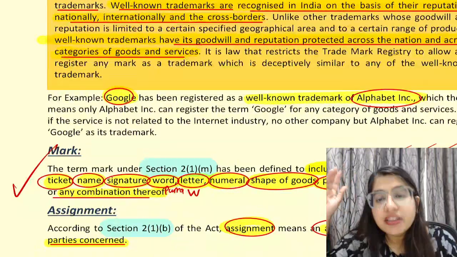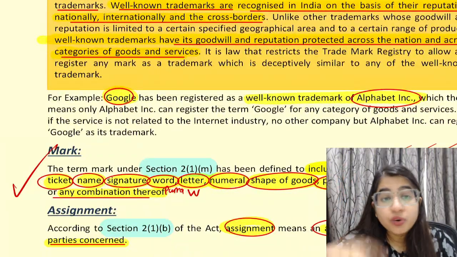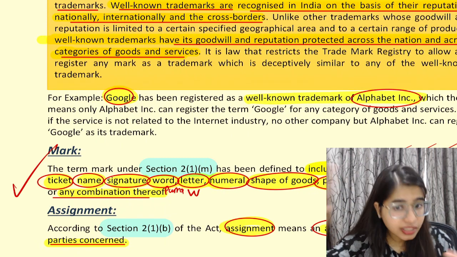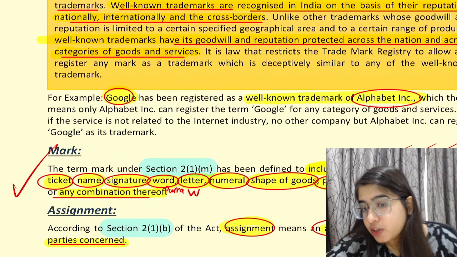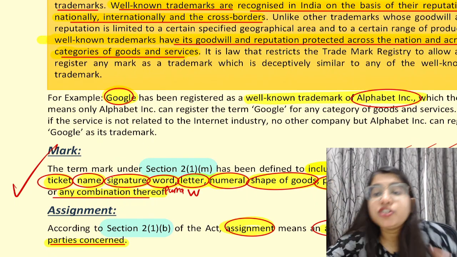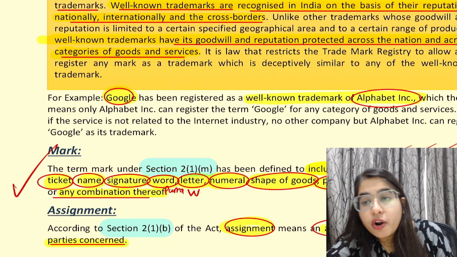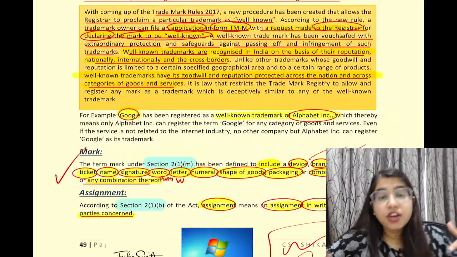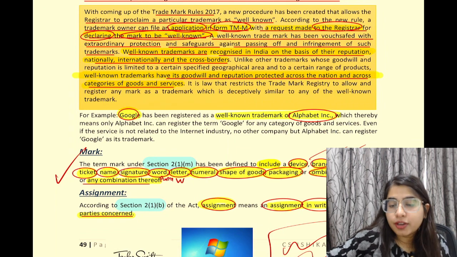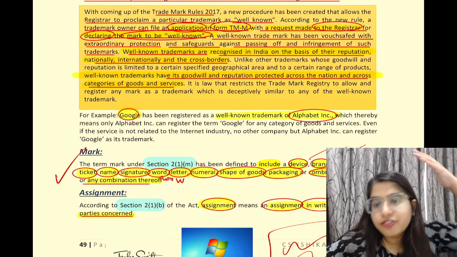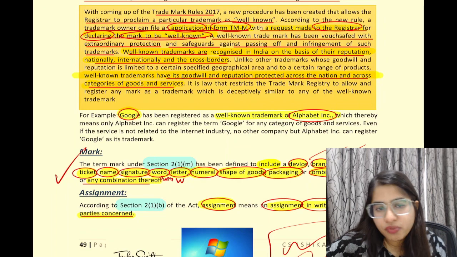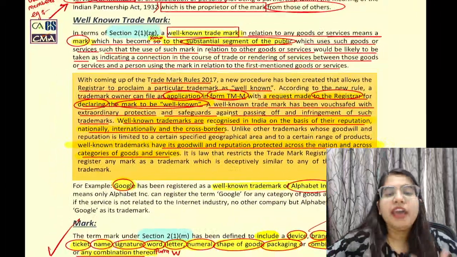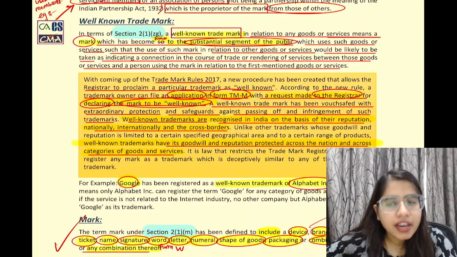Example: Google is a well-known trademark of Alphabet Inc. Google is the trademark; the name of the company is Alphabet Incorporation, which owns Google. Are you understanding? So Google is a well-known trademark, a cross-border trademark you can say, which is famous in the country and globally, in the whole world. So this is the concept of a well-known trademark. I hope everyone is crystal clear with it.